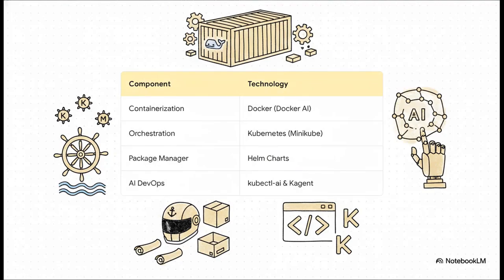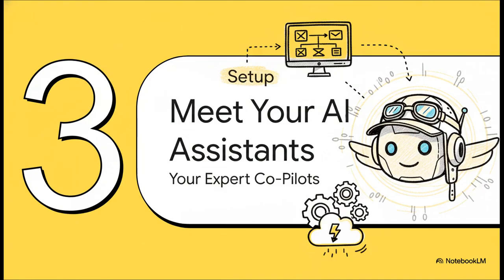Okay, so this is the tech stack we're working with. For containerization, we've got Docker, of course. For orchestration, that's where Kubernetes, or Minikube in our case, comes in. To package it all up, we're using Helm, which is basically like a package manager for K8s. But the real magic, the secret sauce, is that last piece, the AI DevOps tools that tie this whole thing together.